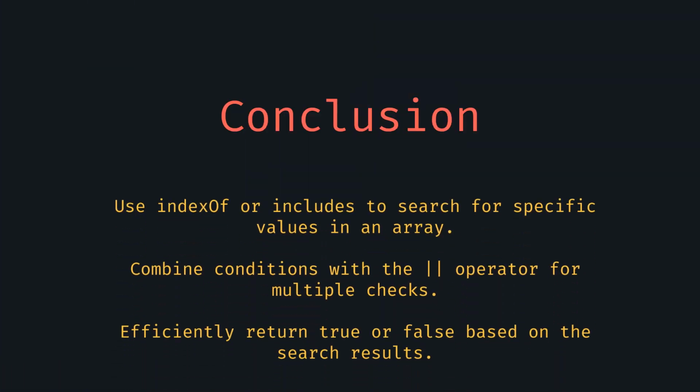To recap, this tutorial showed us how to check if an array contains specific values, like 1 or 3, by using methods like indexOf or includes. We can easily search arrays and make decisions based on the contents. This approach is not only effective, but also easy to implement, making it a great addition to your JavaScript toolkit.